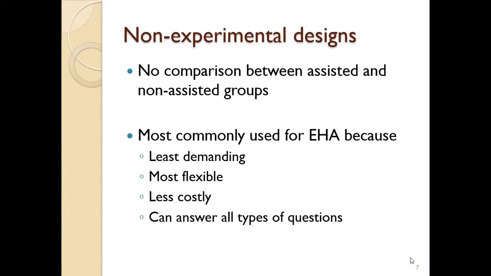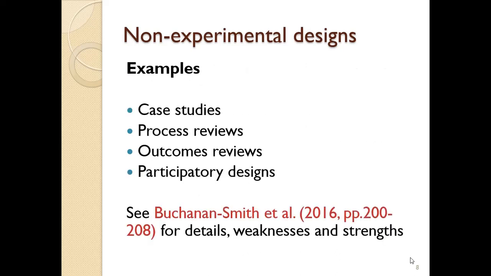Now, the non-experimental design has no comparison between assisted and non-assisted groups. It is most commonly used in evaluation of humanitarian action, because it is less demanding, more flexible, less costly, and the ethical issues are limited compared to the quasi-experimental and experimental designs. It can answer almost all types of questions, with both qualitative and quantitative data. But RCTs, or experimental designs, are mostly objective and deal with statistical evidence, and are more objective than the non-experimental designs.